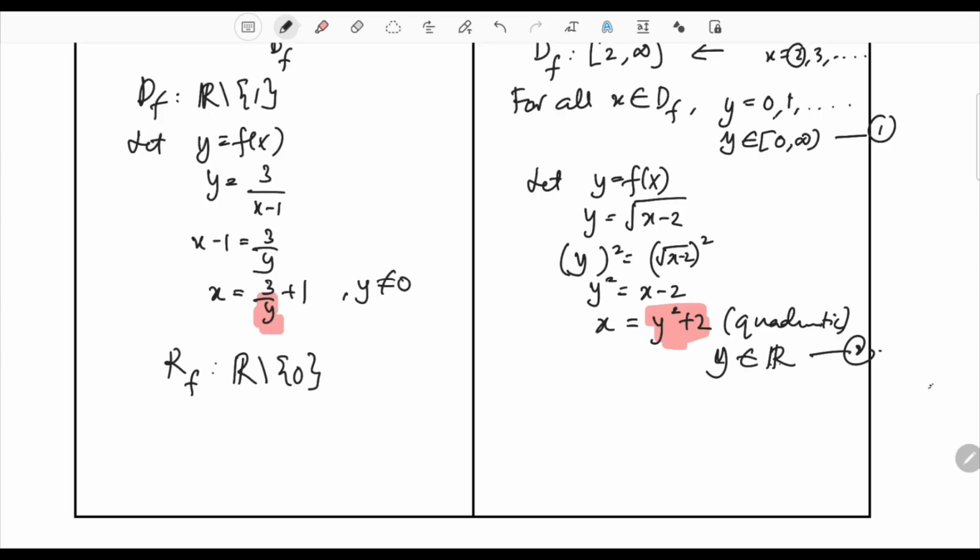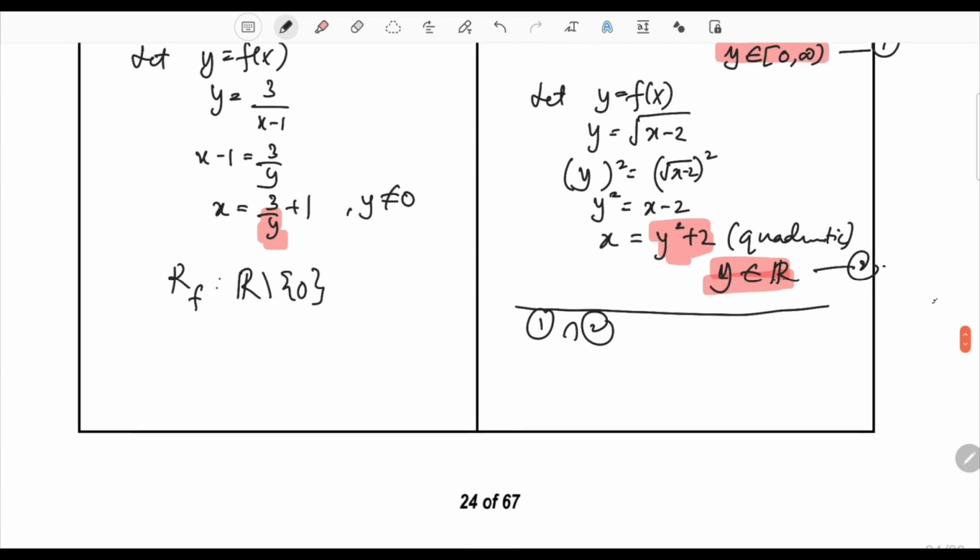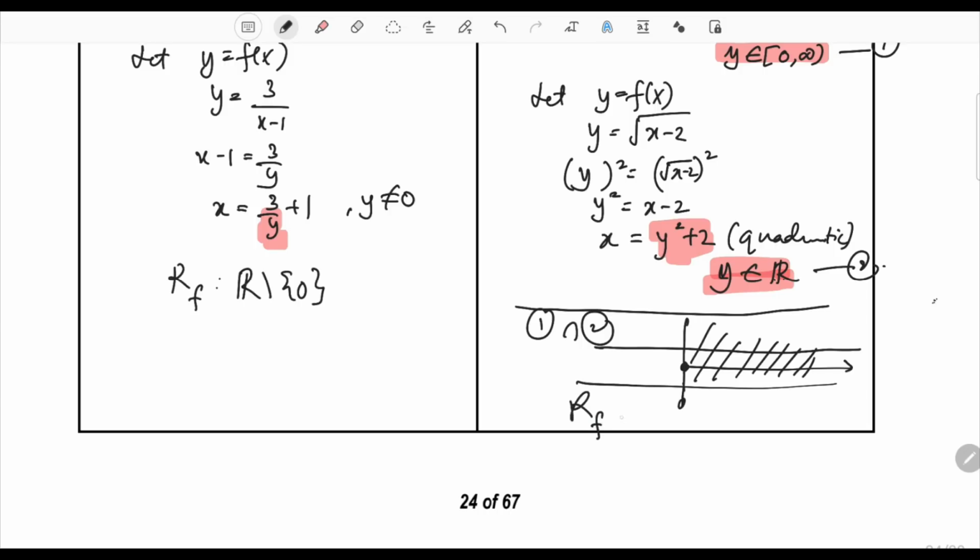So we have one result, y elements of [0, infinity), and another, y elements of the real numbers. Both contradict each other, so we're going to find the intersection between the two. We draw a number line with 0. We have 0 to infinity, and then we have the real numbers. Find the intersection part. So the answer for the range will be 0 to infinity.